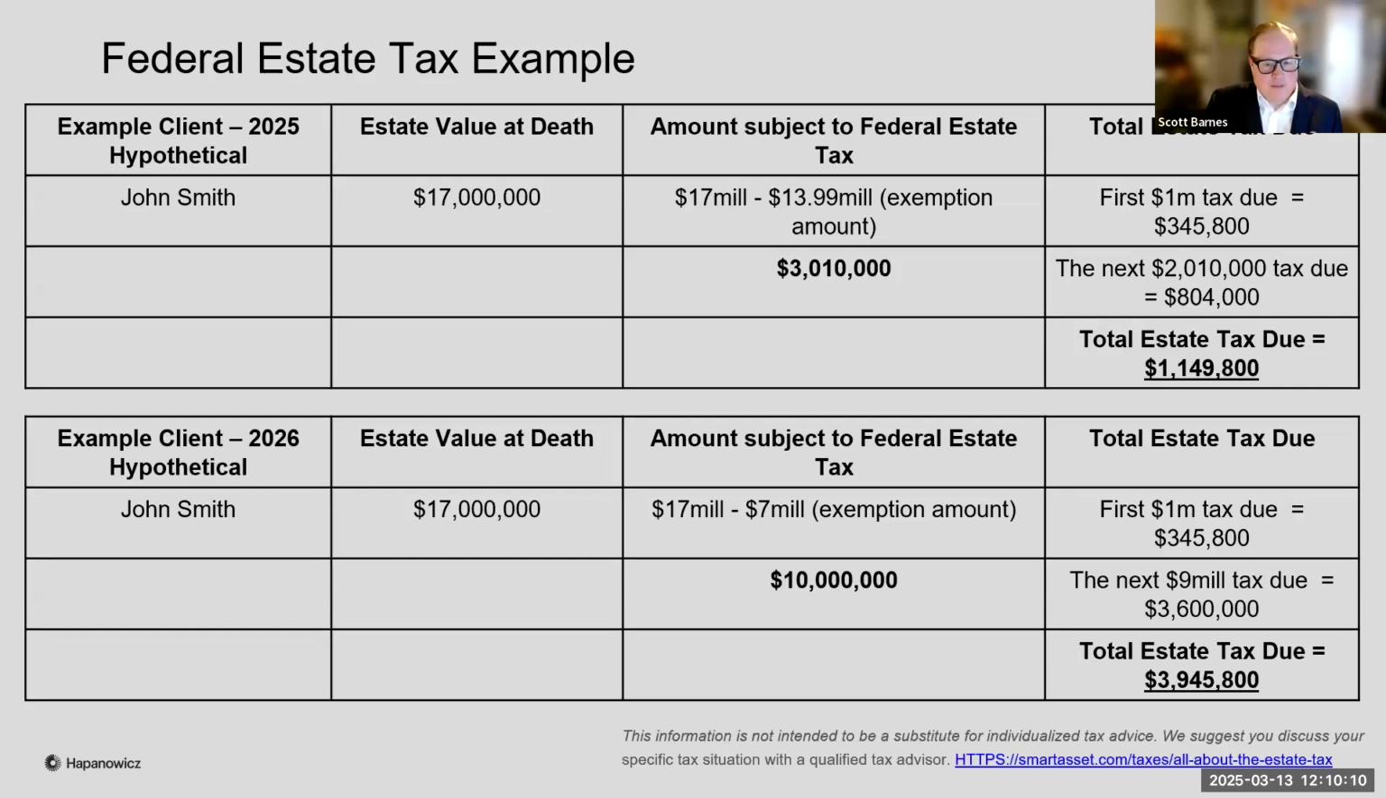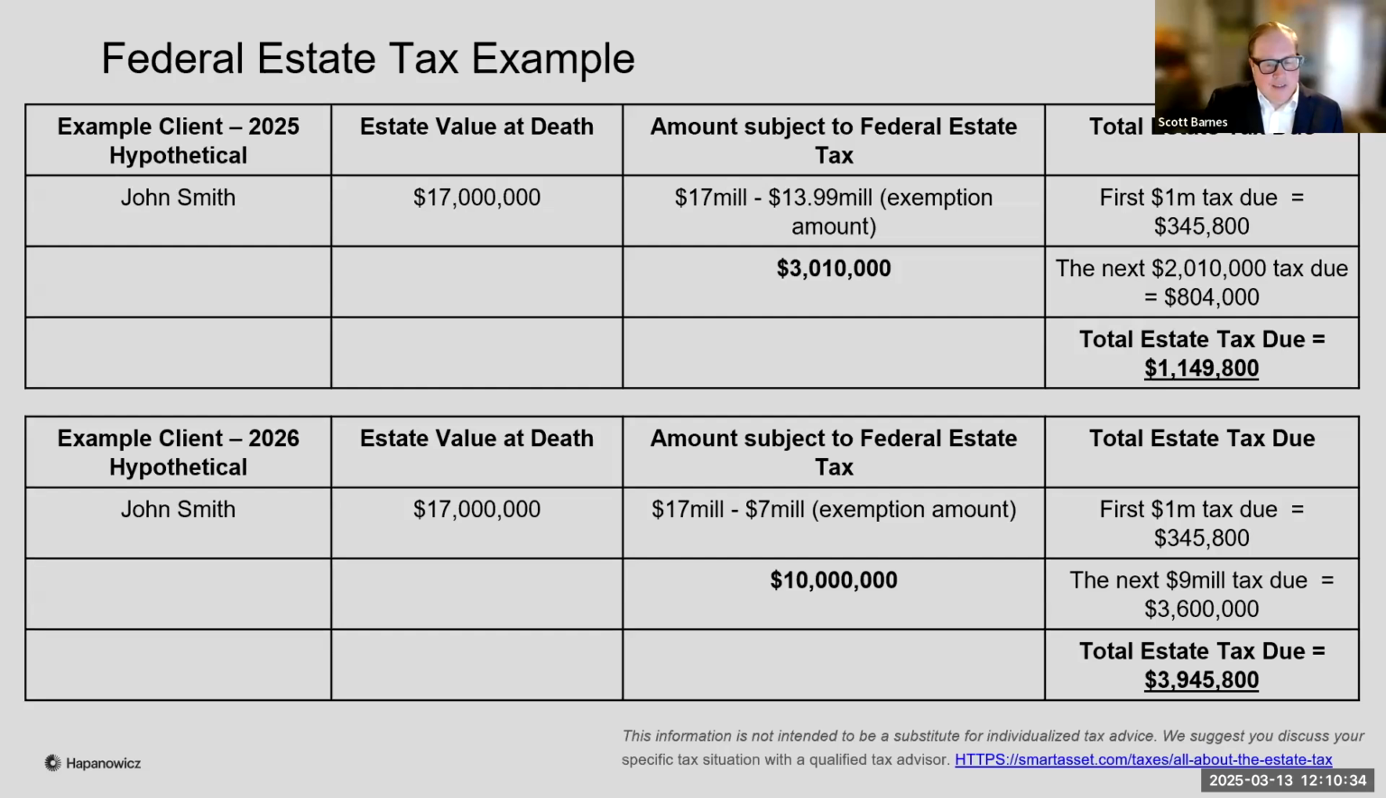So on that first million over the exemption, he would pay $345,800. And on the next 2,010,000 over the limit, he would pay 40% or $804,000. So the total federal estate tax due would be $1,149,800. So again, that's in 2025. So that's what the rule looks like today.